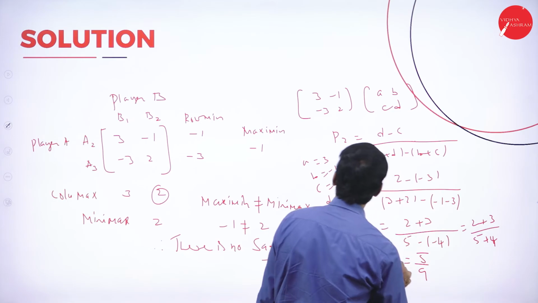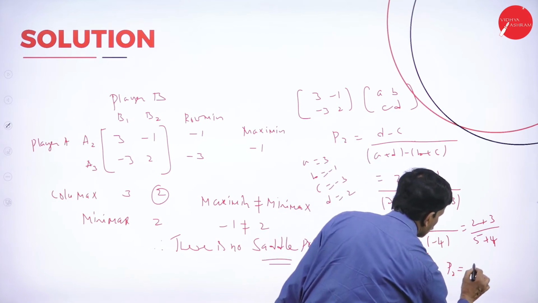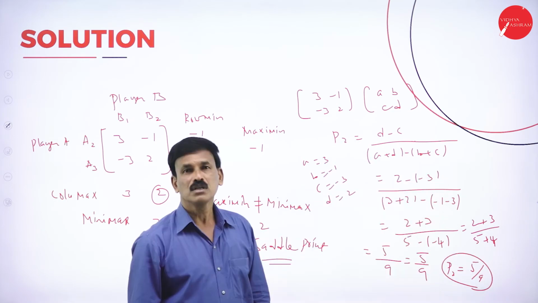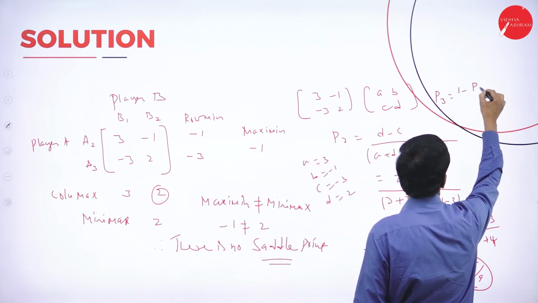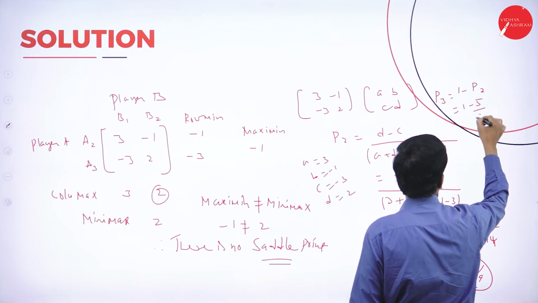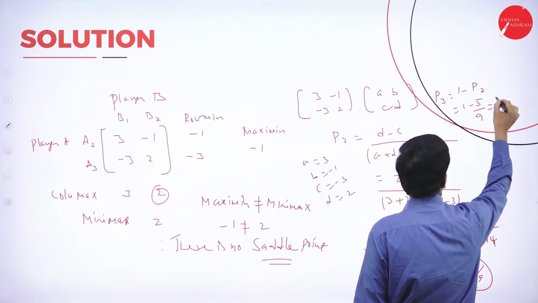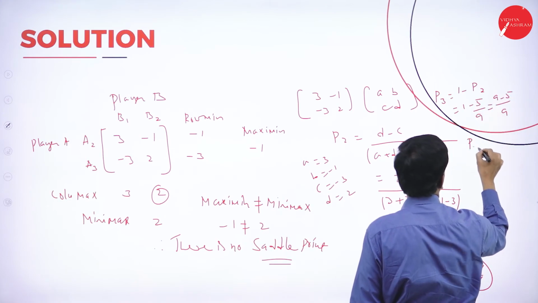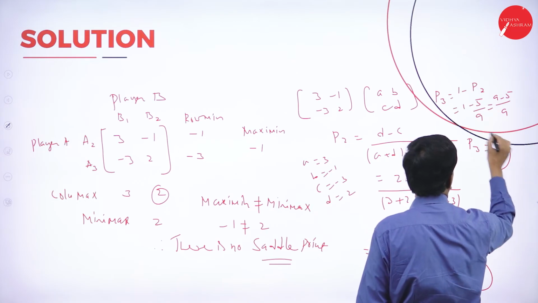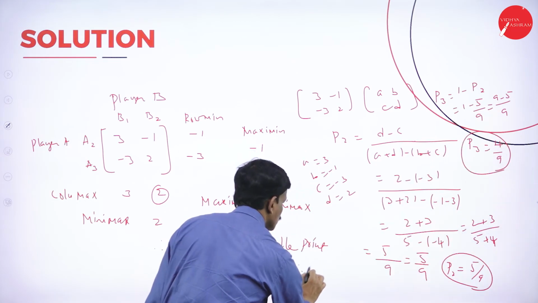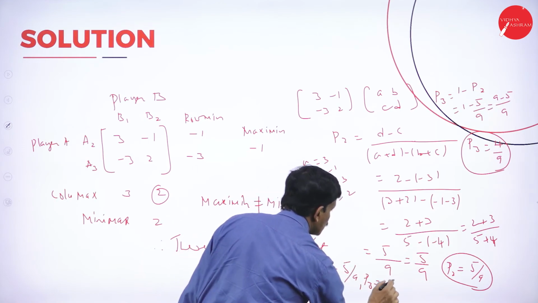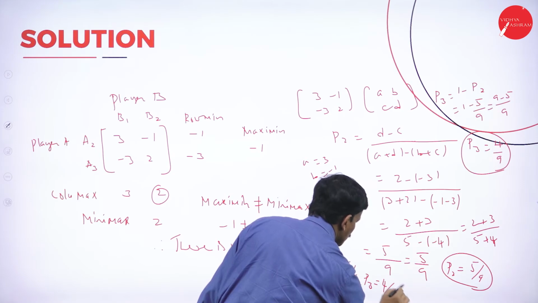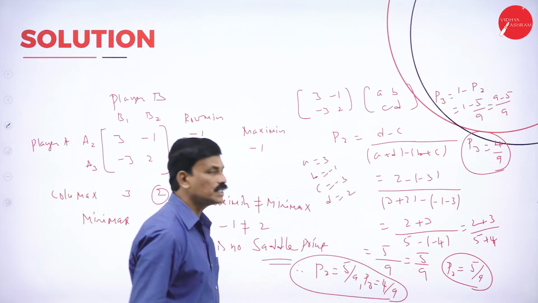5 by 9. So this is P2. P2 is equal to 5 by 9. Now find out P3. Therefore P3 is equal to 1 minus P2. That is 1 minus 5 by 9. Take LCM 9. 9 minus 5. So P3 is equal to 4 by 9. Therefore here P2 is equal to 5 by 9 and P3 is equal to 4 by 9. These are the values of P2 and P3.